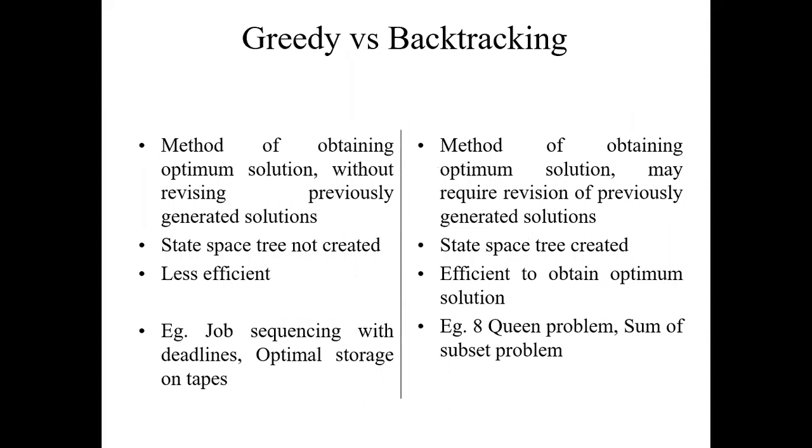So let us understand how the new strategies are different from what we have studied earlier. So what was in greedy? We were not revising previously generated solutions. Here we are coming back to the previously generated solution in the form of backtracking. In greedy the state space tree concept was not there. Here this concept is there. Greedy was less efficient. This is more efficient. And the example problems wherein these approaches are being applied.